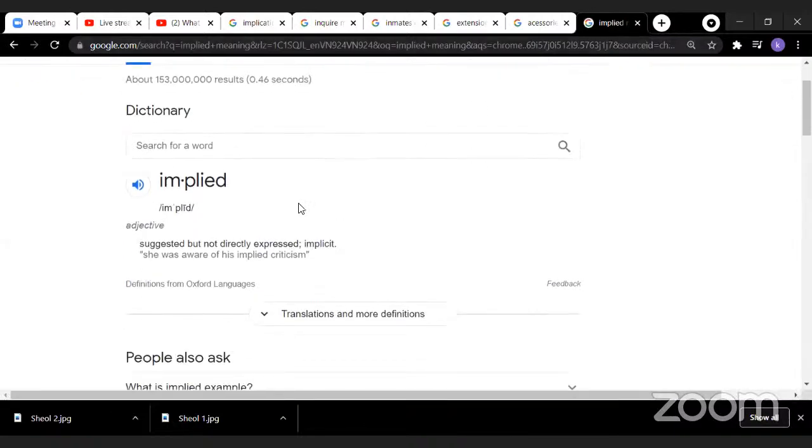Can y'all see my browser? Yes. Louis, do you want to present implied? Sure. Implied, adjective, suggests but not directly expressed, implicit. Okay, now let's see if we agree with that. Is it actually suggested?